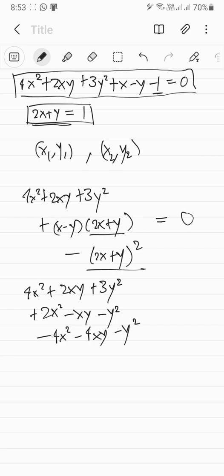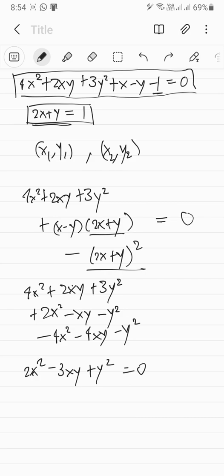So 4x squared plus 2x squared minus 4x squared, that thing is just 2x squared, and then 2xy minus xy minus 4xy, that I believe is minus 3xy, and this thing is just y squared because 3y squared minus 2y squared equal to 0. Now notice that this thing is factorizable because we just converted everything to second degree terms. We can try to factorize it.